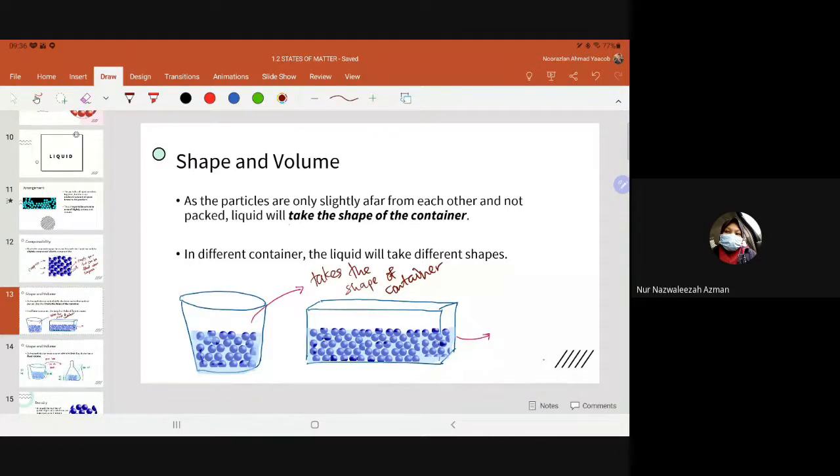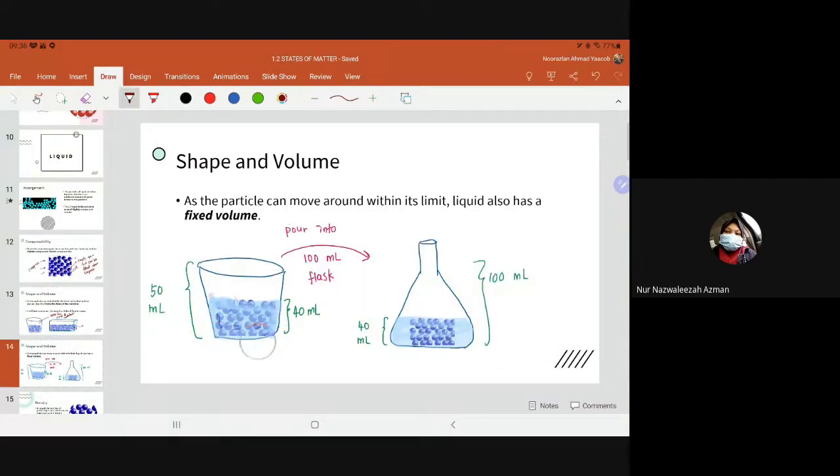Alright. Kalau kita tengok volume dia, kita ambil cawan 50 ml dan kita ambil liquid yang isi padu 40 ml. Kita tuangkan dalam kelalang yang saiz dia 100 ml. So we pour it into 100 ml flask. The liquid will still be 40 ml even though the volume of the container is 100 ml. Okay? So what it says here in this diagram, okay?